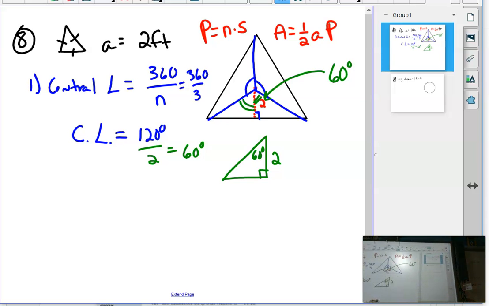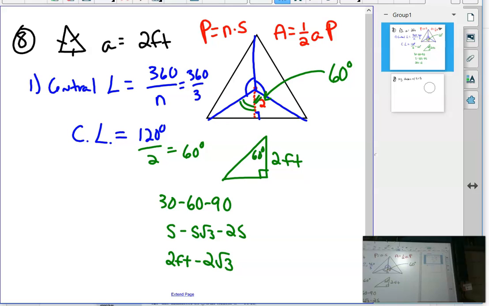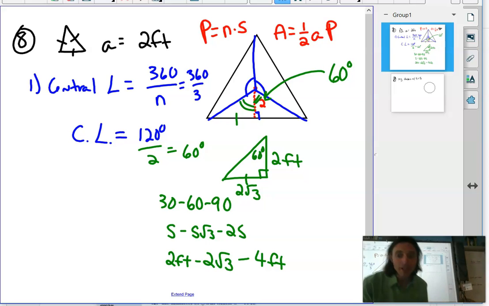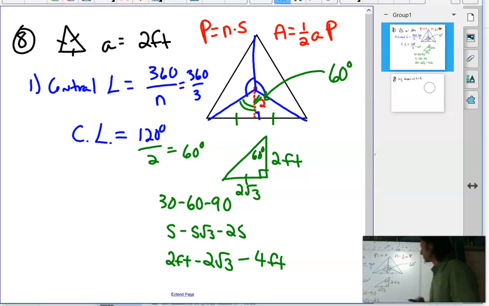And the rule is 30, 60, 90: s, s square roots of 3, 2s. I know this one is 2 feet. This is going to be 2 square roots of 3 feet, and that's going to be 4 feet. So now, this is 2 square roots of 3. That is congruent to that. That's 1/2 of the puzzle. The other half of the puzzle means this is also 2 square roots of 3.